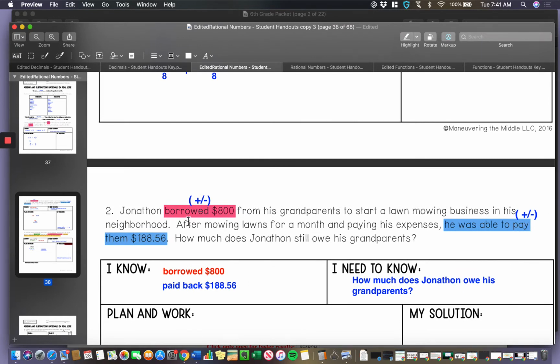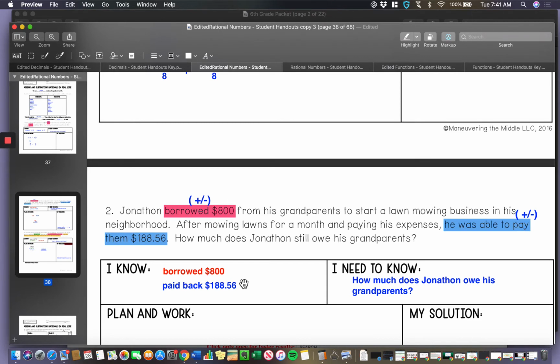All right, number 2. Jonathan borrowed $800 from his grandparents to start a lawn mowing business in his neighborhood. After mowing lawns for a month and paying his expenses, he was able to pay them $188.56. How much does Jonathan still owe his grandparents?